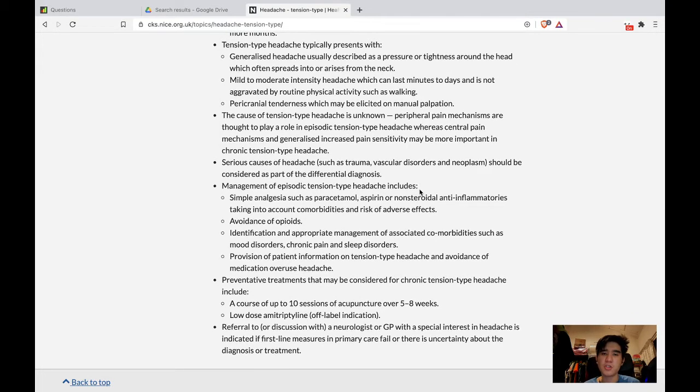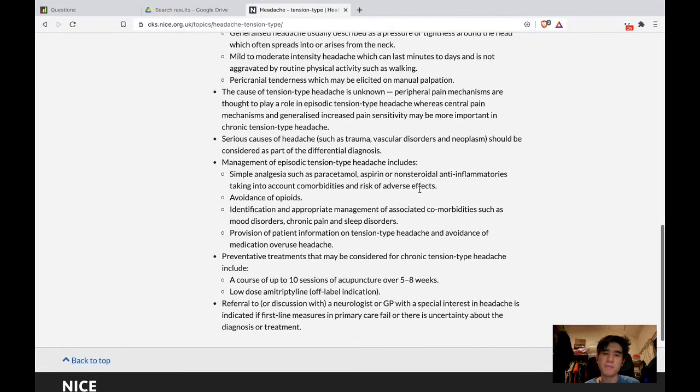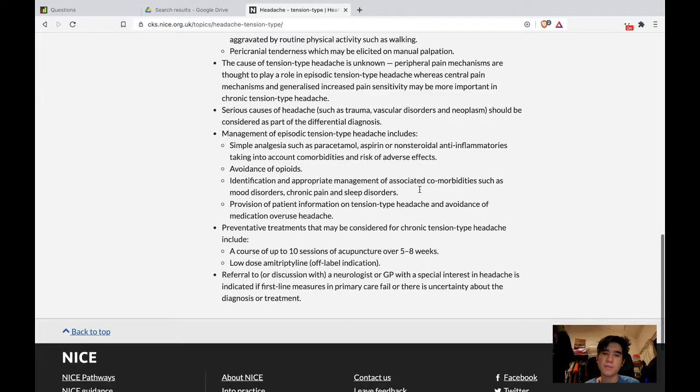The cause of tension type headache is unknown. Peripheral pain mechanisms are thought to play a role in episodic tension type headache, whereas central pain mechanisms and increased pain sensitivity may be important in chronic tension type headache. Serious causes of headache such as trauma, vascular disorders, and neoplasm should be considered as part of the differential diagnosis.